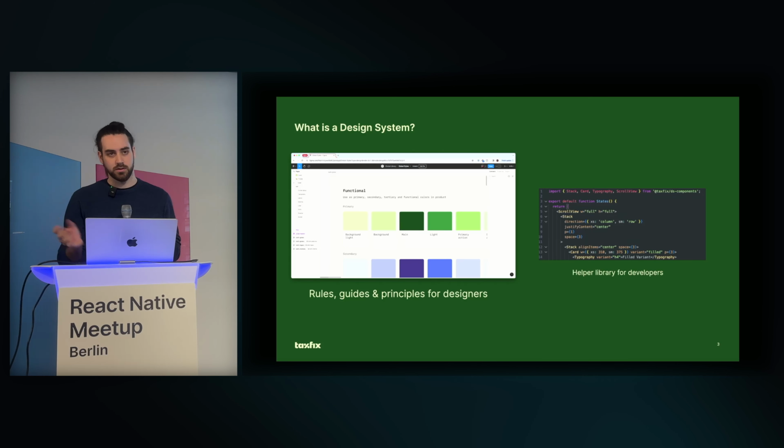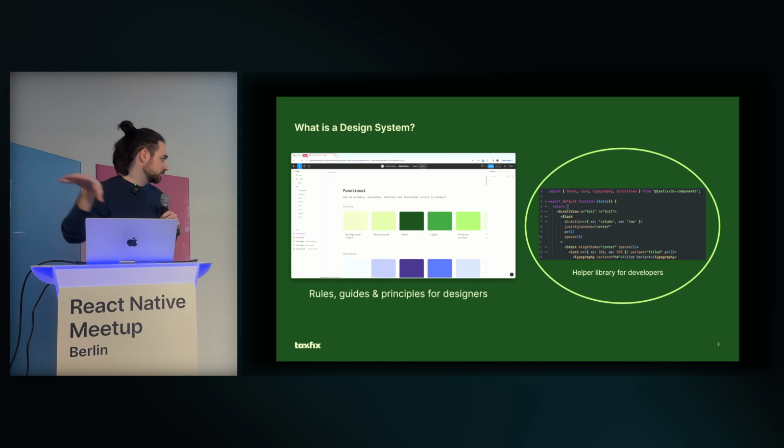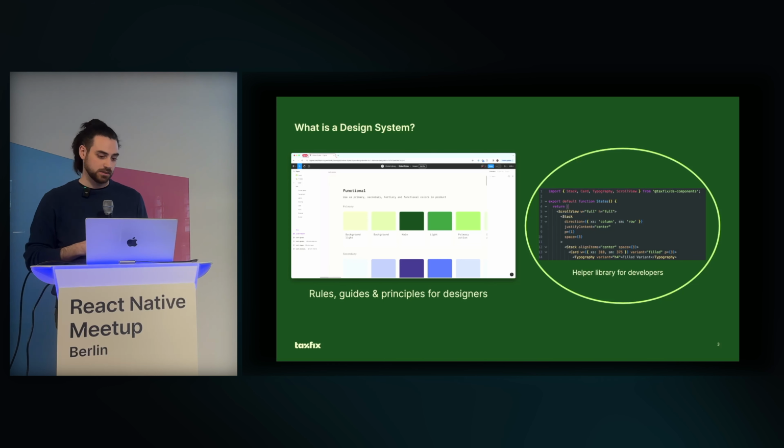And then there's a very handy part that comes with it, which is the code. So components that developers implementing what those designers are designing can use super easily and super quickly, and they don't have to reinvent the wheel for things that are just common. I'm going to be talking about the second part in this talk, mainly how we build the tech side of the design system. But just keep in mind that this other part is also really, really important.